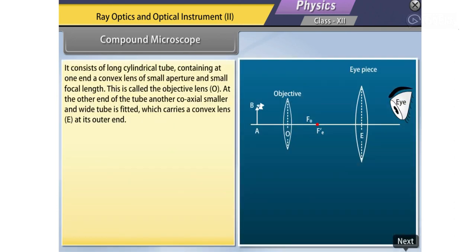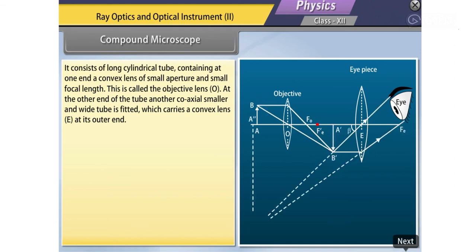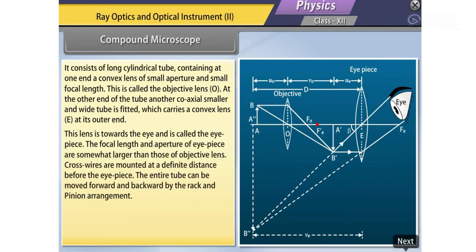Compound microscope. It consists of a long cylindrical tube containing at one end a convex lens of small aperture and small focal length. This is called the objective lens O. At the other end of the tube, another coaxial smaller and wide tube is fitted, which carries a convex lens E at its outer end. This lens is towards the eye and is called the eyepiece.